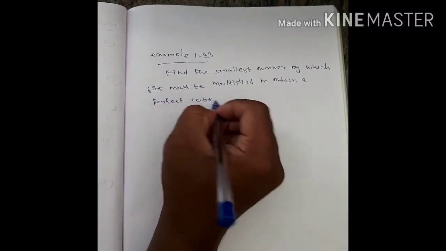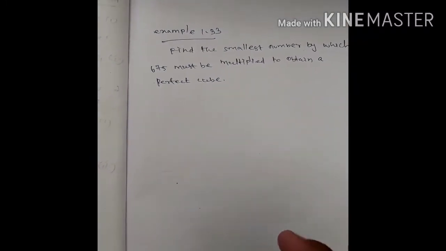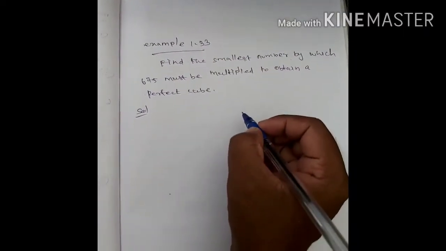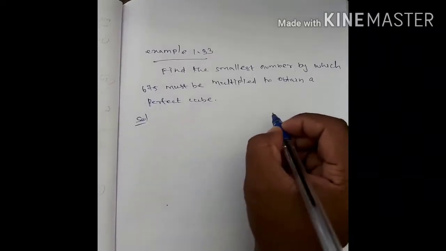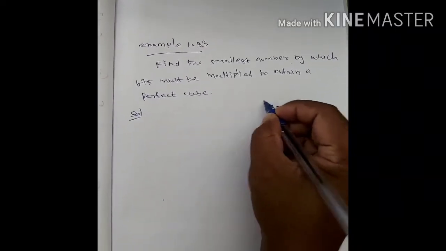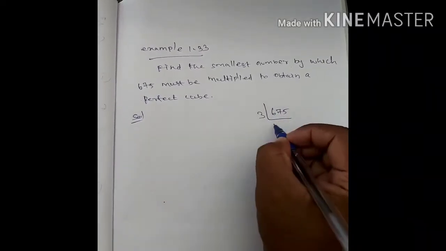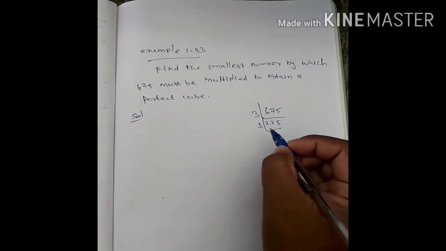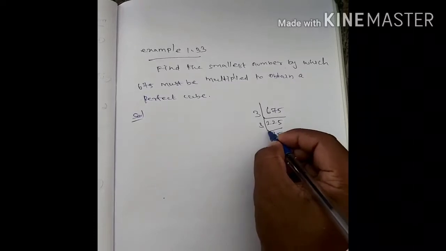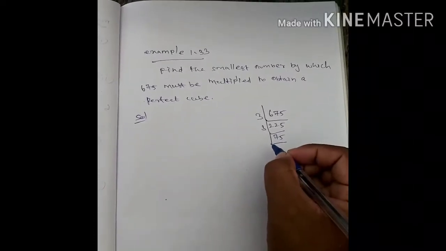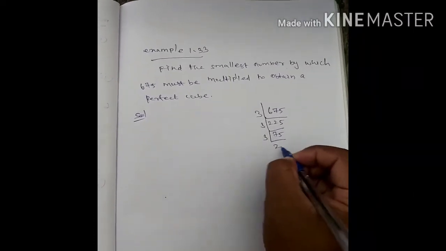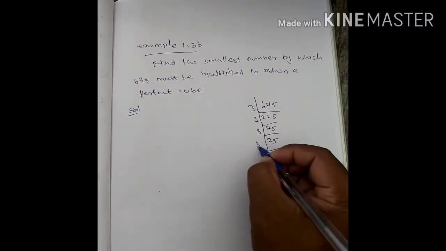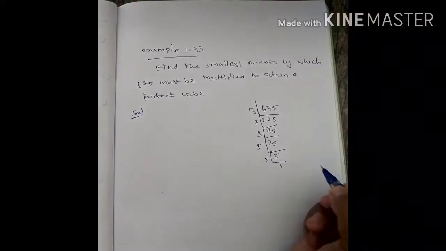So solution: first we check whether it is a perfect cube or not, and how many numbers remain. Again by the prime factorization method, 675 divided by 3 is 225, again divided by 3 is 75, again divided by 3 is 25. Then 25 is 5 times 5.